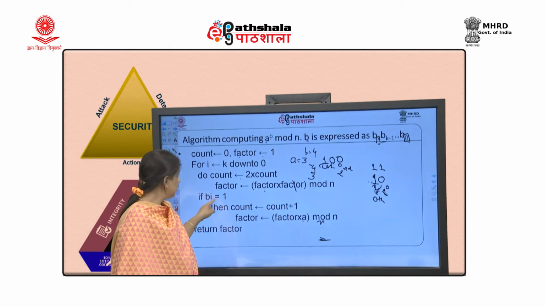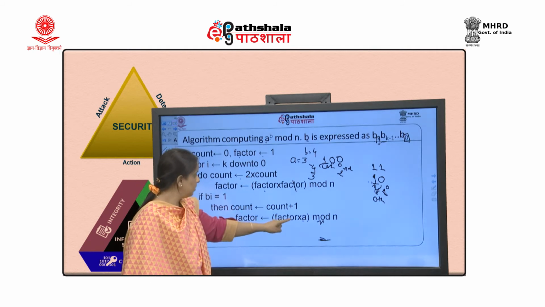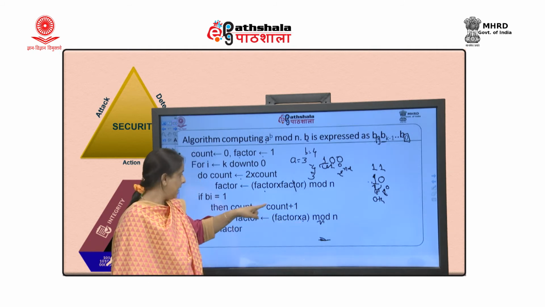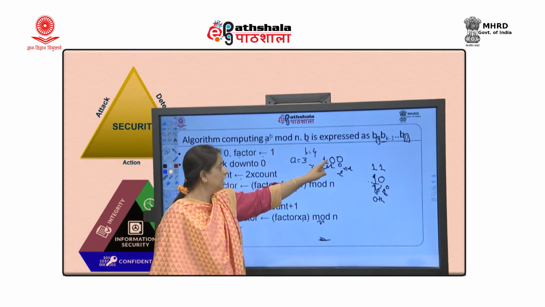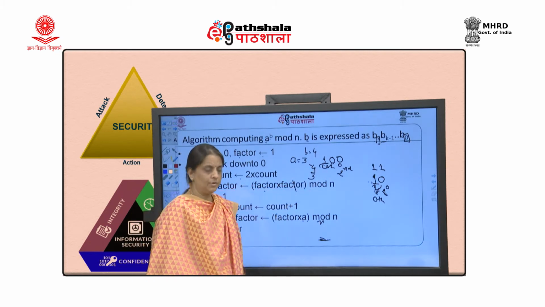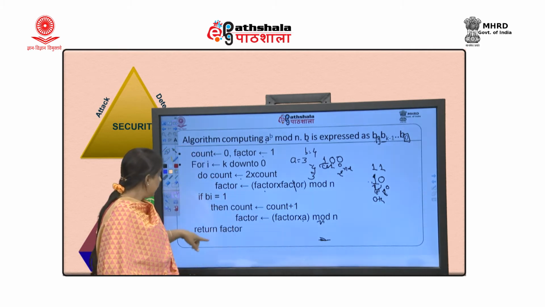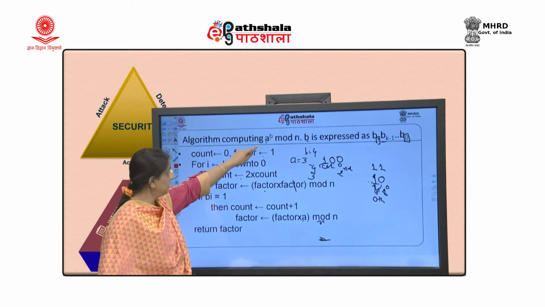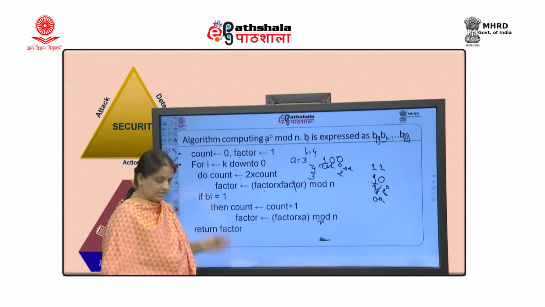Now, next is if bi equal to 1, then the base value has to play a role. So, factor has to be multiplied by a and count has to be incremented by 1, because at this position you got a 1 value. So, count should denote that. At the end, the factor is the value which is the result of a raised to b mod n. So, you have to return the factor.